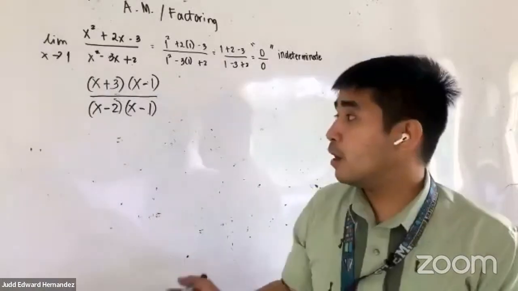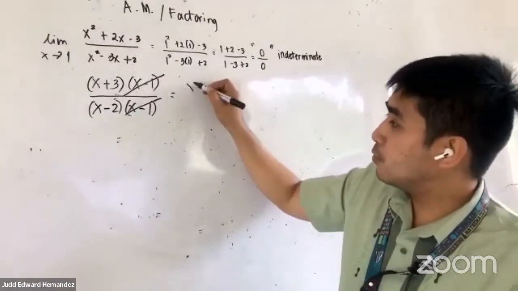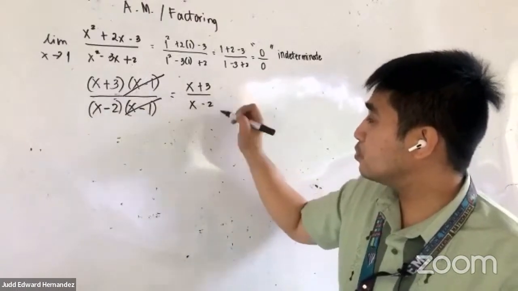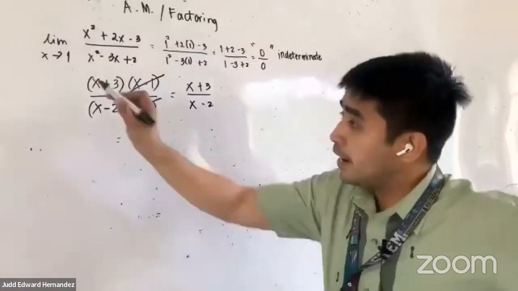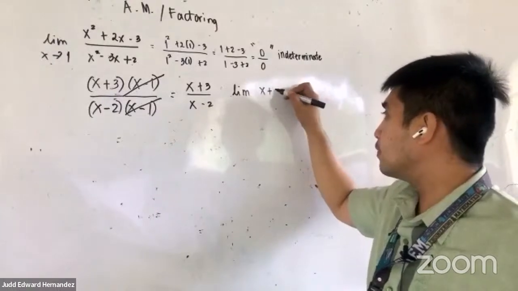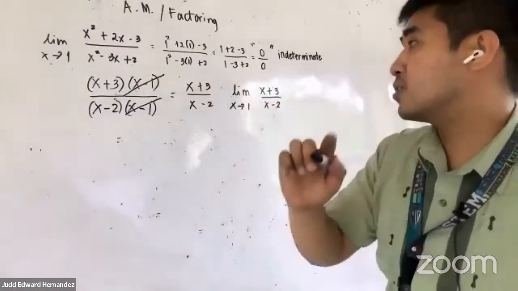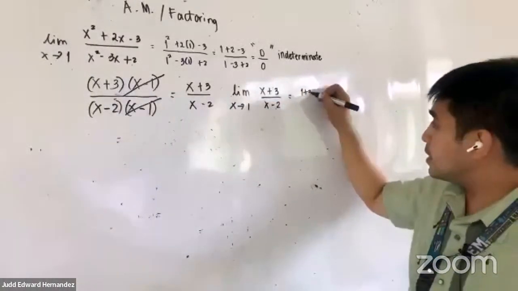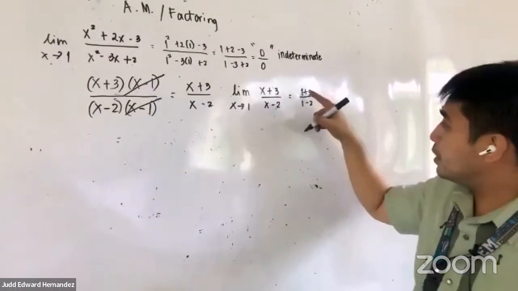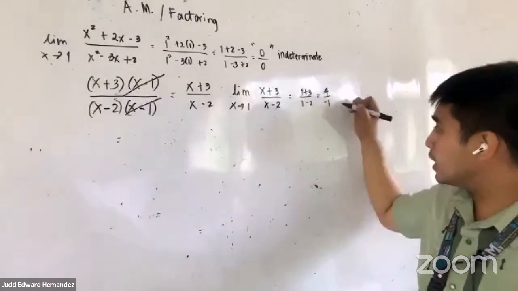Yes po. What can we do now? What we'll be doing now is to cancel. Cancel, cancel. And our working equation now would be x plus 3 over x minus 2, and it is not yet the final answer. Since the limit is approaching 1, let's rewrite this. Our working equation would be the limit of x plus 3 over x minus 2, wherein x is approaching 1. Substitute. This becomes 1 plus 3 over 1 minus 2, wherein 1 plus 3 is 4, and 1 minus 2 is, what is 1 minus 2? Negative 1. Therefore, the answer now is negative 4.